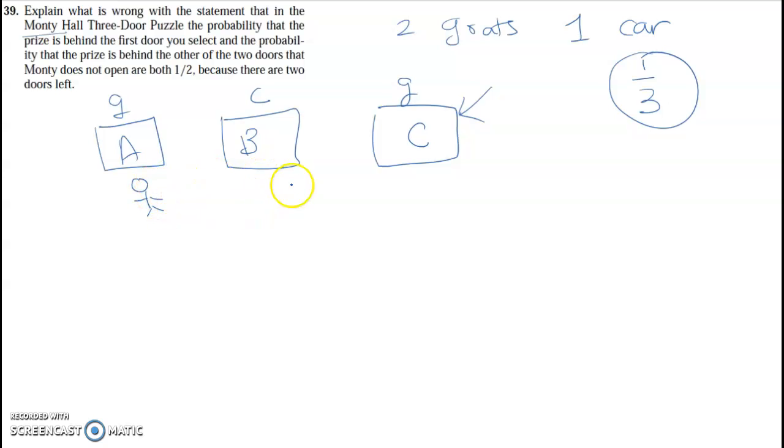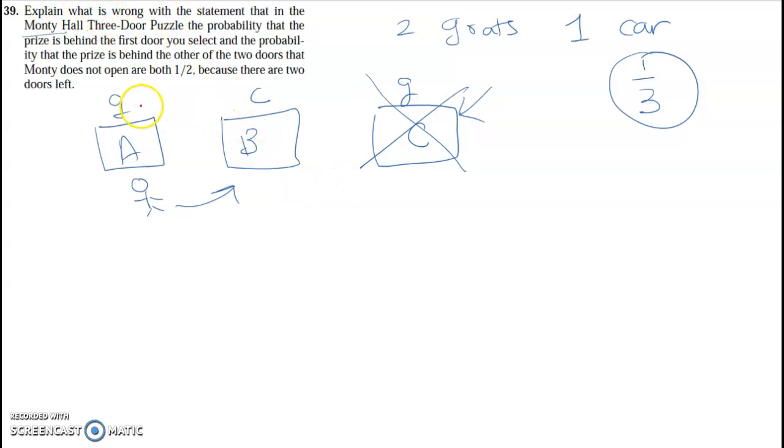Monty is going to ask a question again: do you want to switch your door? So this option is now out, and he's going to ask, do you want to switch or do you want to stay? This would have been a good choice, because if you had made the choice to switch, you would win the car.